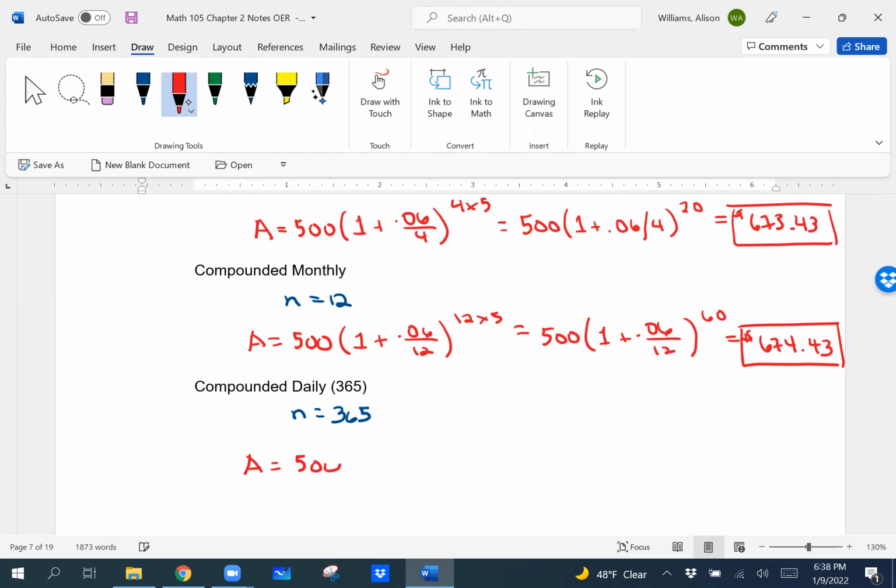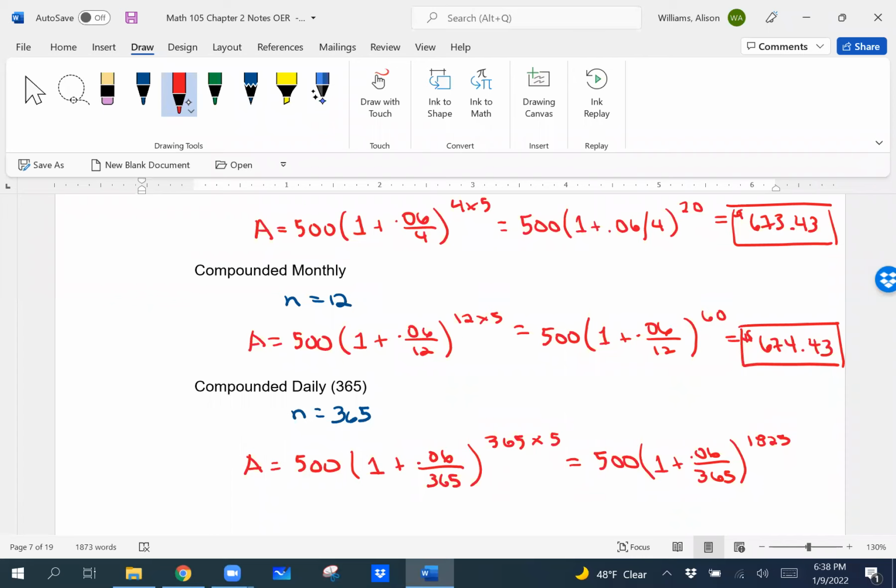Now, this one is the most important to go ahead and leave the division of 0.06 divided by 365. Otherwise, if you try to plug it in without that, it becomes quite messy. You'll get a very different answer. So I'm going to definitely write the division, 365. And then 365 times 5 is 1825. So this is what I'm going to plug in the calculator: 500 times 1 plus 0.06 divided by 365 raised to the 1825.